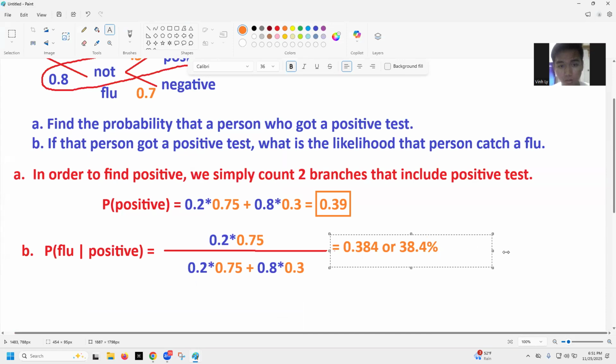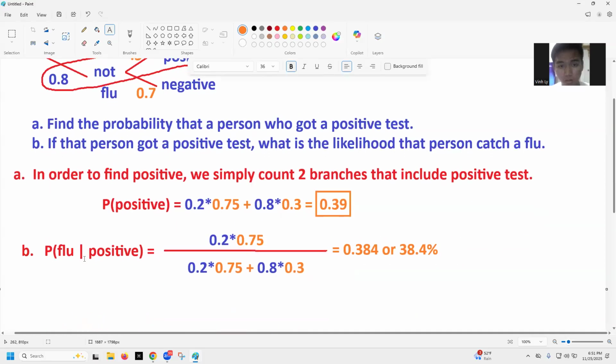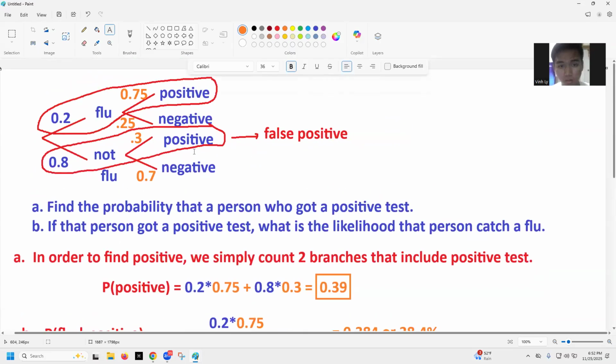So what does that even mean to us? Why do we have to compute the posterior probability? Well, first of all, we know the probability that a person tests positive, given that the person got a flu, was 75%. But now I do the opposite. The likelihood that the person got a flu, given that the person tests positive, is only 38.4%, right? So this tells us the test is not so effective in terms of coming out with the results in both situations.